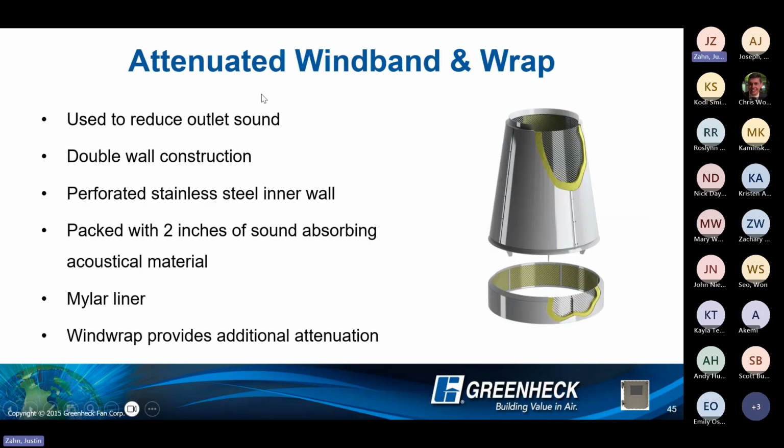Moving on now. So these laboratory exhaust fans, they are loud. That's the nature of them. They're moving high amounts of CFM at usually higher pressures. We need to come up with ways to combat some of this sound. One of the ways to combat some of this sound is through attenuated wind band and wrap. So basically, it's just a different type of nozzle that reduces the outlet sound of these fans.